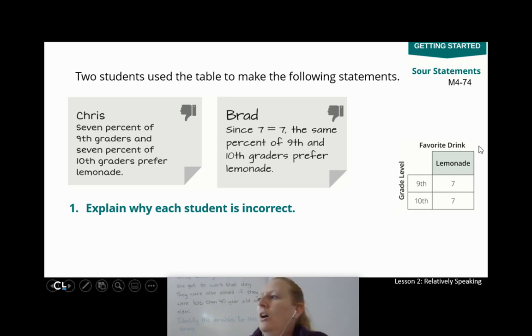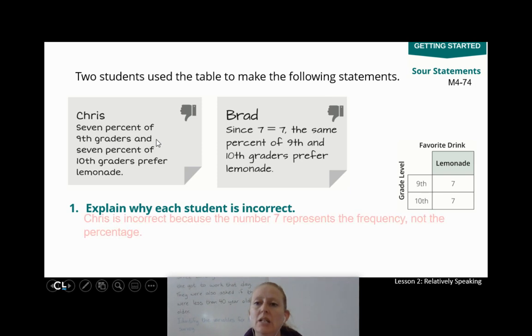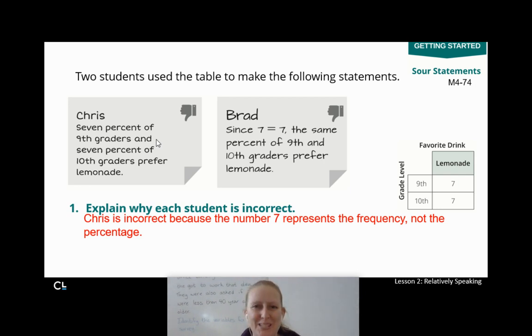So first of all, these aren't percents, right? These are just 7 numbers, right? 7 9th graders said they preferred lemonade. 7 10th graders said they preferred lemonade. So already, Chris, it's not a percent. The number 7 represents the frequency and it represents the number of students that made that statement. It's not a percentage, Chris.